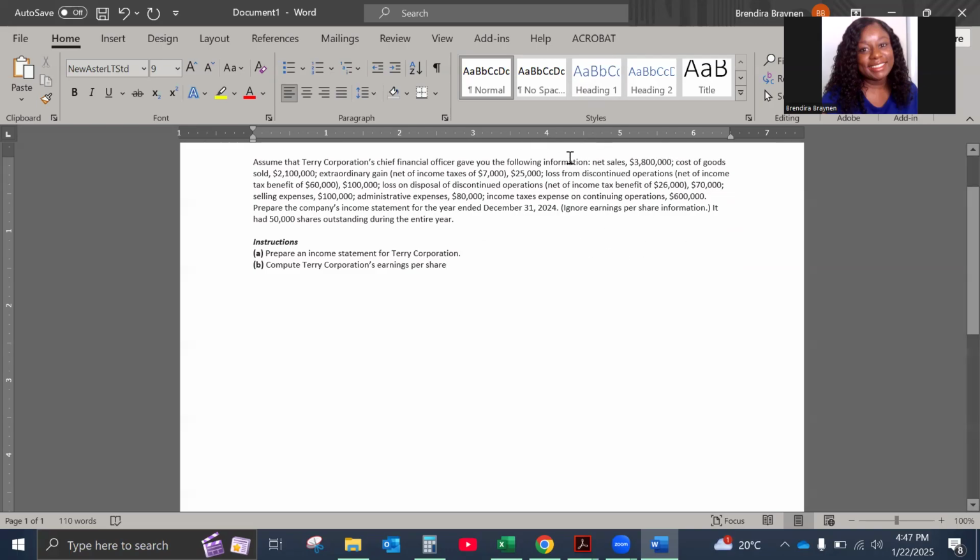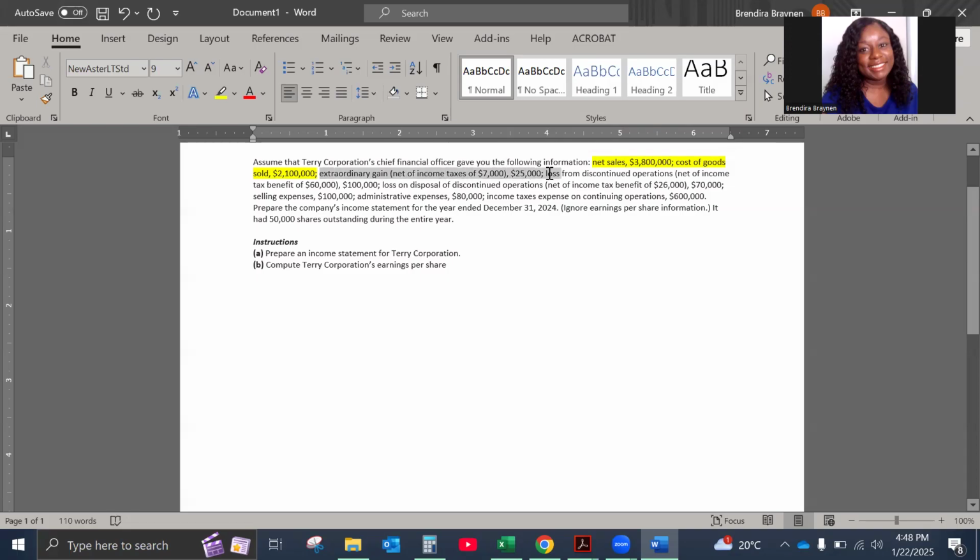What I'm always going to suggest: take a look at the information and pull out the things that need to be in certain sections. So net sales, cost of goods sold, this is a part of your regular operations, so I'm going to pull that out. Extraordinary gain, if you're not sure, once something has net of taxes at the end, that normally suggests that it is to be in the other section.